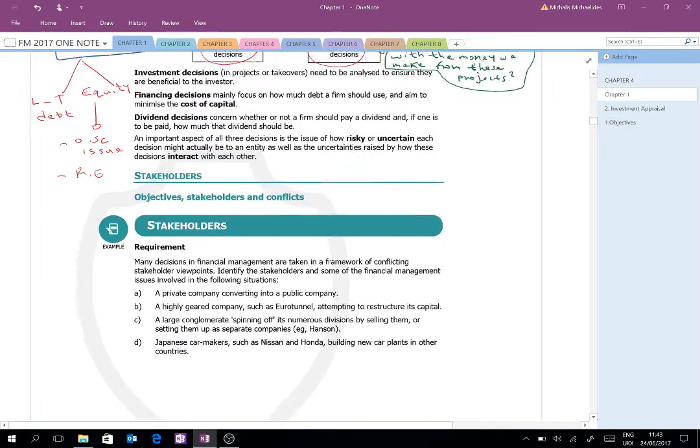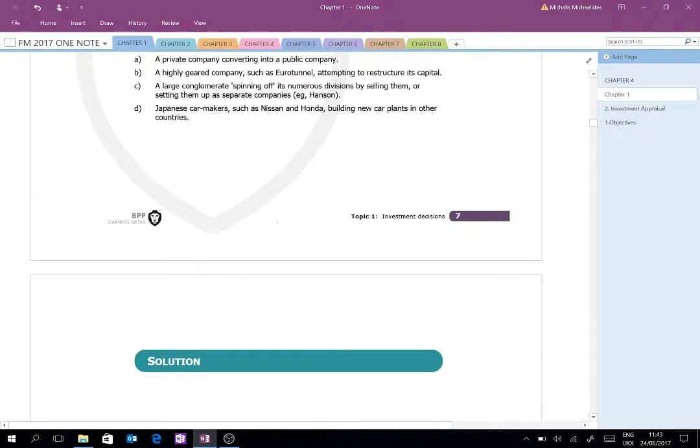Now, let me give you an example to explain this interrelationship between those three decisions. Some years back, we had a company, which still of course exists, called Ryanair. Ryanair at that time decided that it wanted to expand, so it had to take a number of investment decisions.